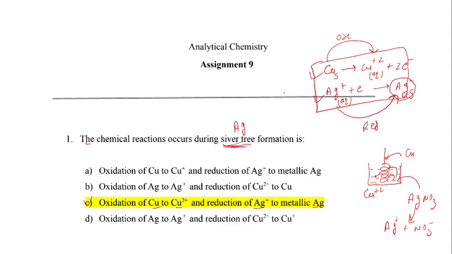Then again this question arises in our mind: why is this reaction happening? What is the driving force behind this reaction? It is very important. Why is copper only oxidized, and why is silver reduced? This depends on the reduction potential.